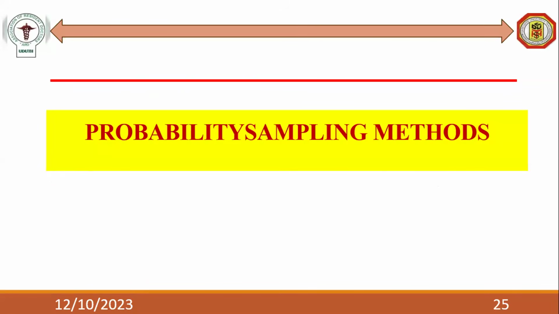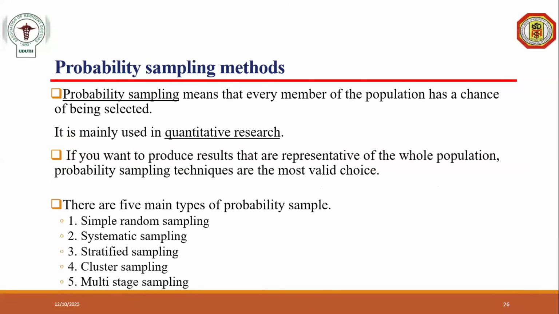So there are usually two methods of sampling technique: the probability sampling technique and the non-probability sampling technique. Let's start with the probability sampling technique. Probability sampling means that every member of the population has a chance of being selected. It is mainly used in quantitative research.